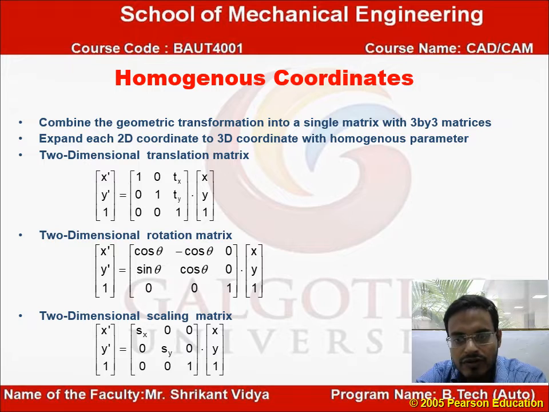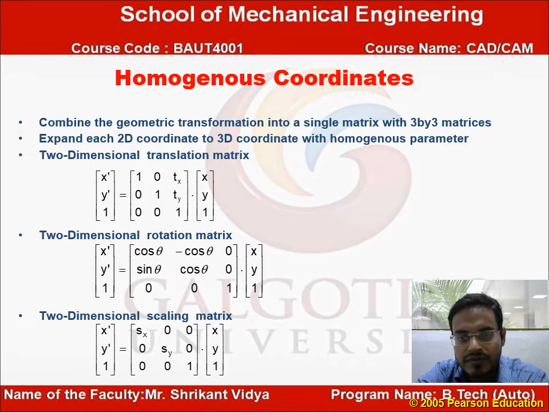After the 2D, we go for the 3D transformation. For this we require homogeneous coordinates. We are converting the 2D format into the general 3D format by putting the z coordinate as 0. So we combine geometric transformations into a single 3 by 3 matrix, expanding 2D coordinates into 3D coordinates by the homogeneous parameter.